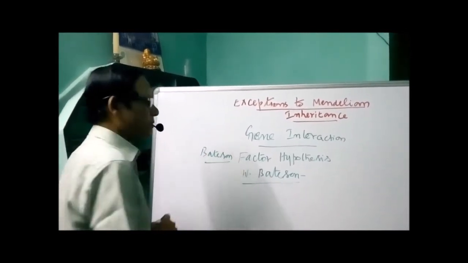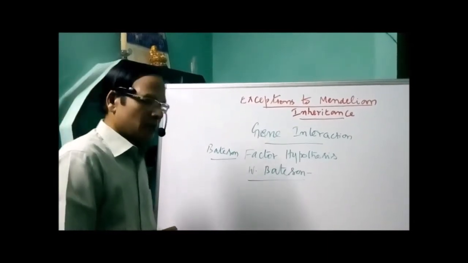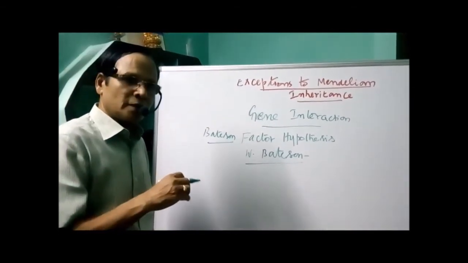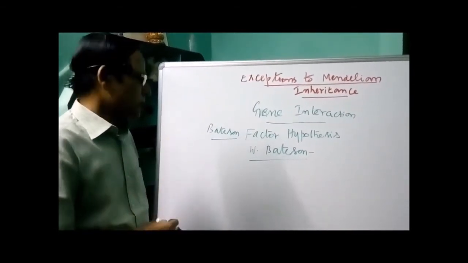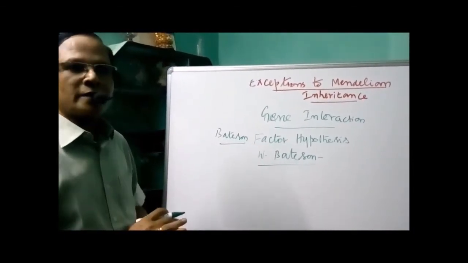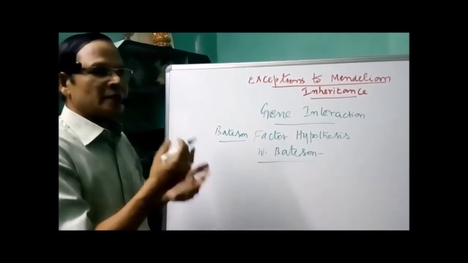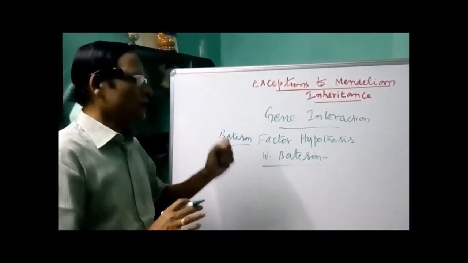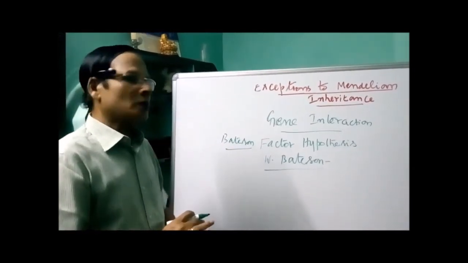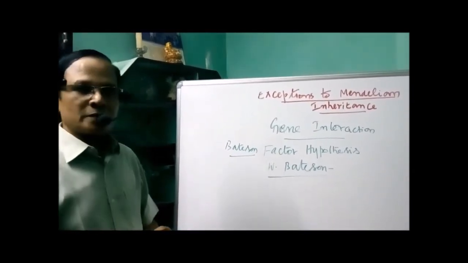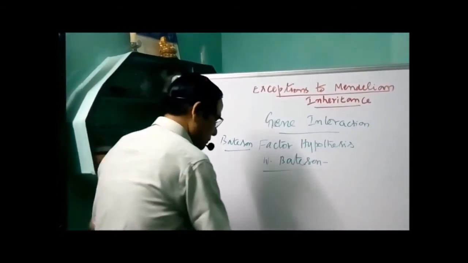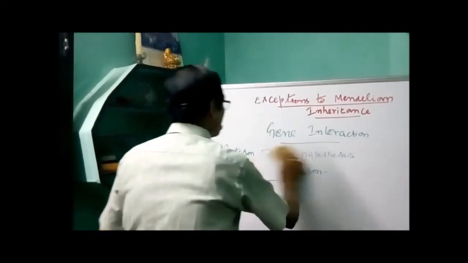The occurrence of different phenotypic ratios is because of interactions between the genes, and that is called the factor hypothesis. As per the Mendelian concept, it is one character, one gene. Here different genes interact together to produce one phenotype. According to the Bateson factor hypothesis, there are two types of gene interactions. What are the two types?